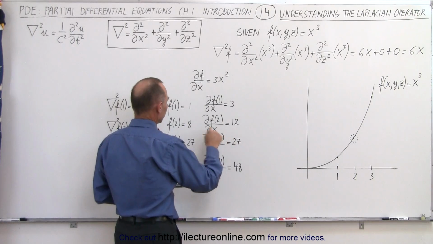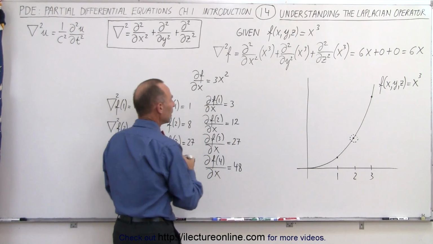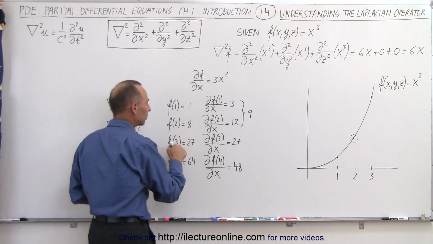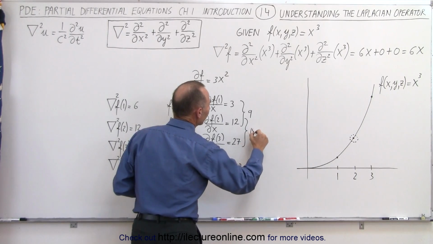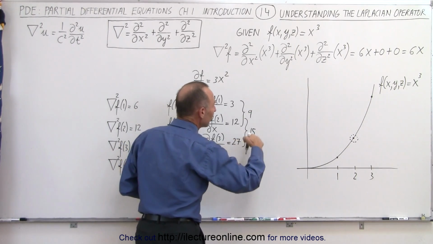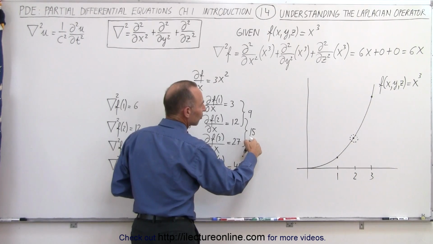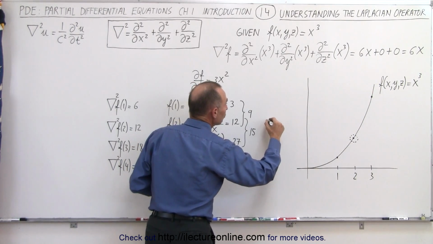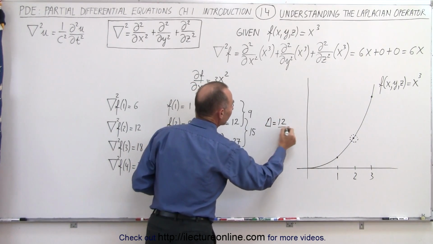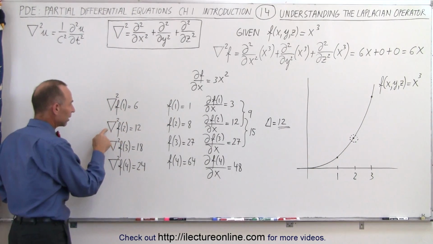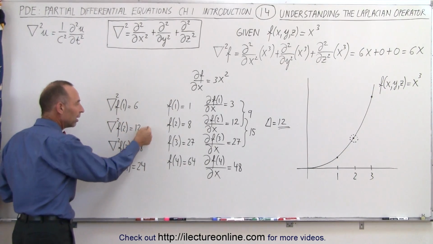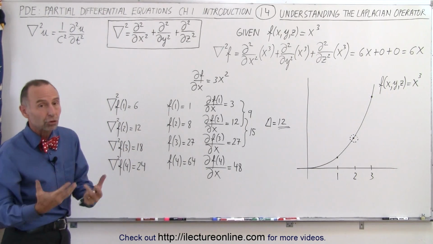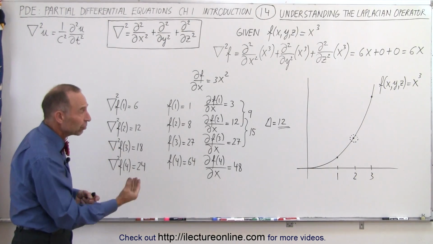So when we change from x equals 2 to x equals 1, the delta here is equal to 9. And if we change from x equals 2 to x equals 3, the delta here is equal to 15. If we take the average of this, we add 9 plus 15, which gives us 24. Divide by 2, so the delta is equal to 12 on average. Well, when we take the Laplacian of the function evaluated at 2, that's exactly what we get.